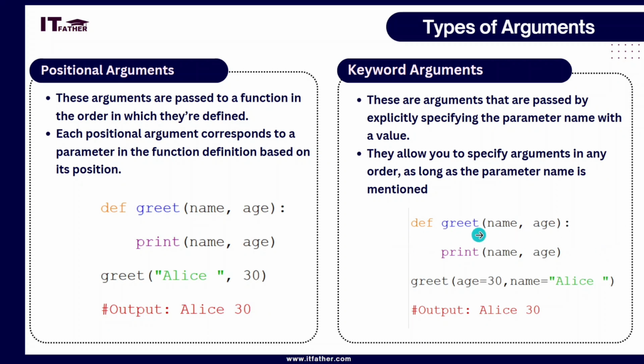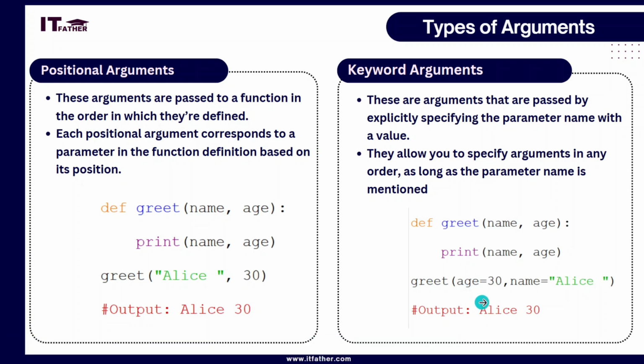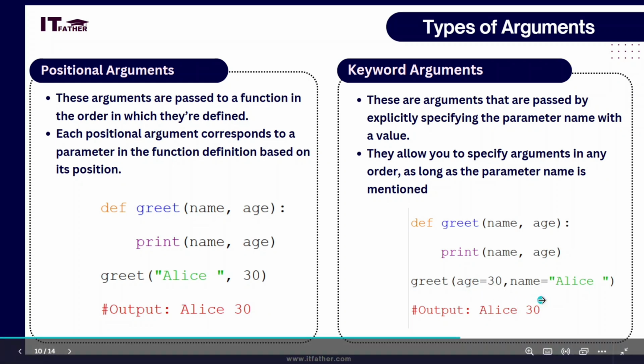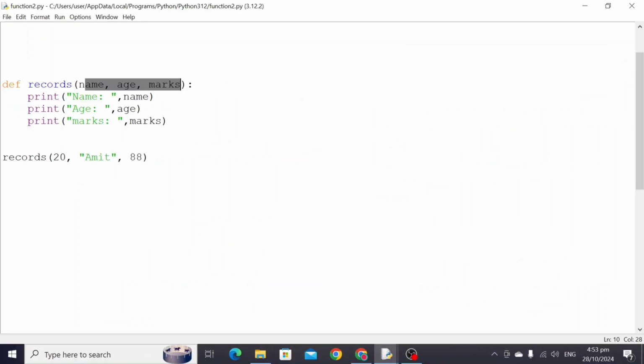For example, see, name and age are the same here, but when you are calling the function, you use the same variable names in the function call. So when we call the function, if you also define the name of the variable along with the value, that will be a keyword argument. So here I write name equal to Amit, age equal to 22, and marks equal to 88. The name of the variable here and in the definition should be the same, it must match.